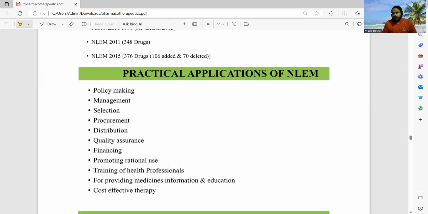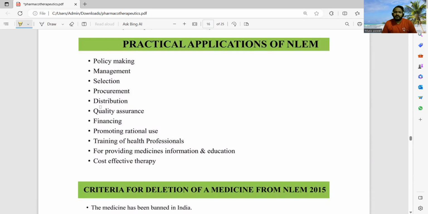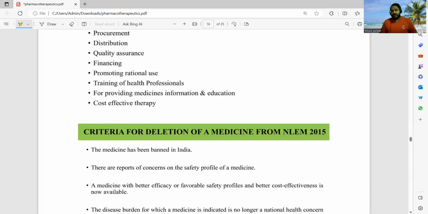Now, the practical application of NLEM. It helps in policy making, management and selection, procurement of drugs and distribution of drugs, quality assurance and financing, promoting the rational use of drugs, training the healthcare professionals, and providing medicine information and education, and cost-effective therapies.